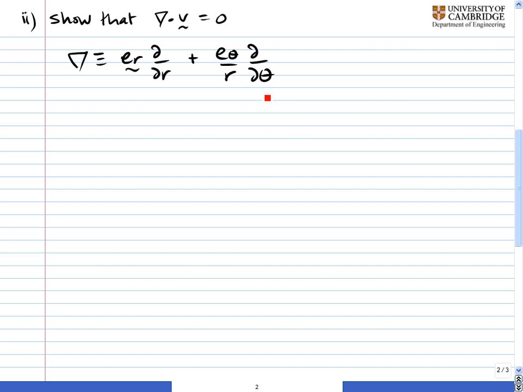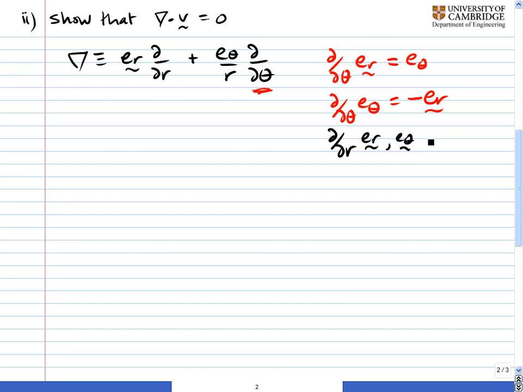Now we have to be careful of the things that go on the right of the d by d theta expression, and that's because d by d theta of the unit vector is not equal to 0. d by d theta of e_r is equal to e_theta, and d by d theta of e_theta is equal to minus e_r. However, we don't have to be quite so careful with what goes to the right of the d by dr, because d by dr of the unit vectors e_r or e_theta is both equal to 0.